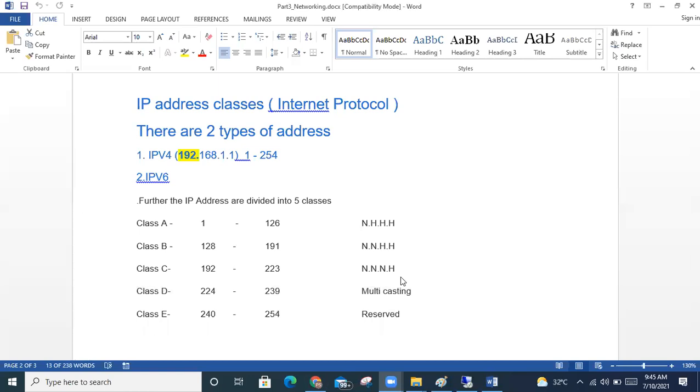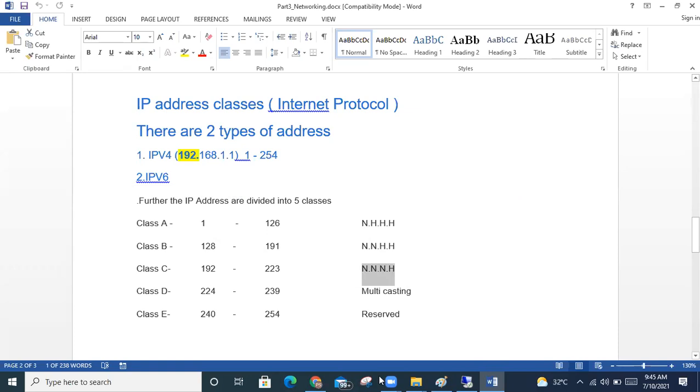So we need to use only these classes within the LAN. Means in our organization, we need to use this series of IP addresses. Clear? In class A, we have one network and 3 hosts. Class B, 2 network and 2 hosts. Class C, 3 network and 1 host. Is it clear what I'm saying to you?